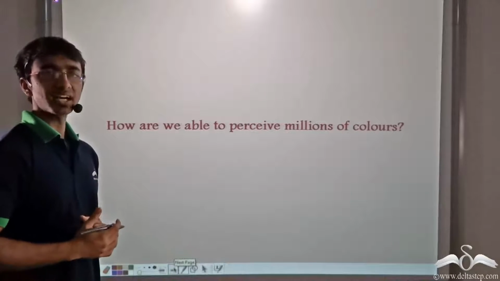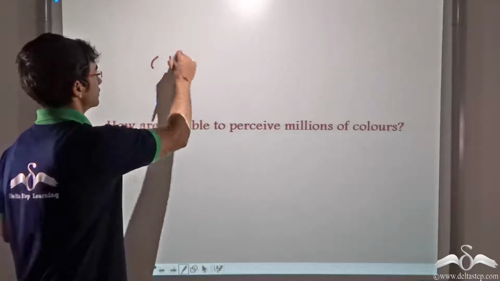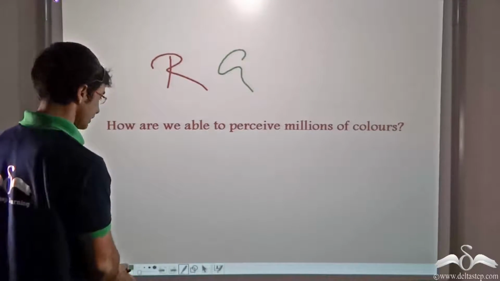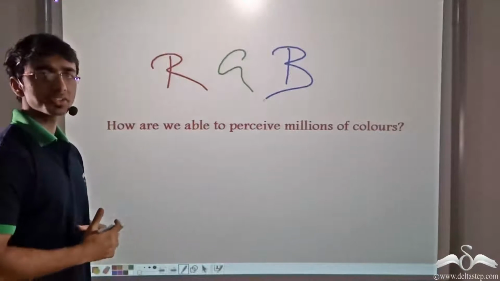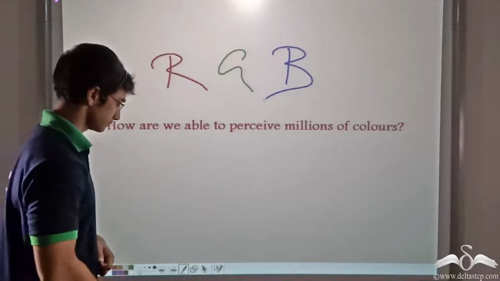Now you will obviously ask me that if there are only 3 kinds of cone cells, that is red, green, and blue, so if there are only 3 colors for the cone cells, how are we able to perceive millions of colors? Let us look at a video to find out how this happens.